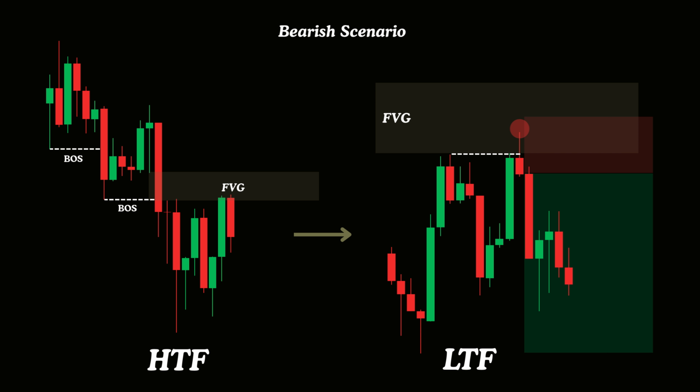For a bearish scenario, begin on the higher time frame by confirming a downtrend with lower highs and lower lows. Then, mark the fair value gaps as possible supply zones. When price retraces into one of those gaps, shift to the lower time frame and look for a bearish liquidity grab above a recent high. Enter after confirmation. Place your stop loss above the liquidity grab and target the next key level below.